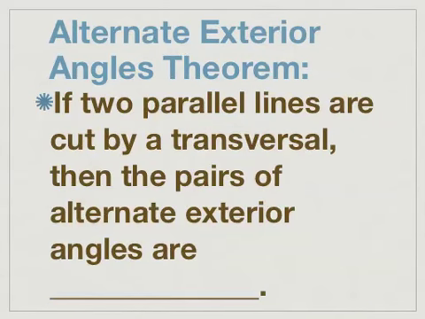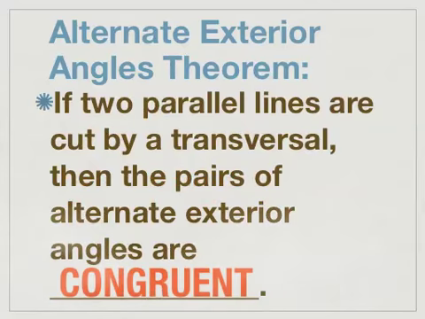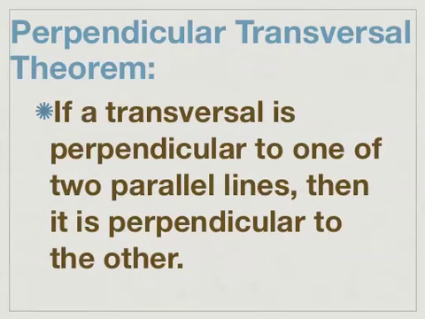The alternate exterior angles theorem says if two parallel lines are cut by a transversal, then the pairs of alternate exterior angles are congruent. The perpendicular transversal theorem says if a transversal is perpendicular to one of two parallel lines, then it is perpendicular to the other. So if you have two parallel lines being cut by a transversal, and the transversal is perpendicular to one of the lines, it has to be perpendicular to both of the lines.